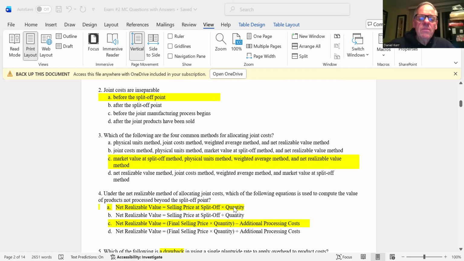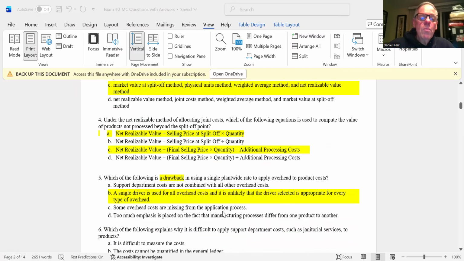Number 4, this one actually, I accepted 2 answers for this. Under the net realizable method of allocating joint costs, which of the following equations is used to determine the value of the products not processed beyond split off? So the most correct answer was C, but Cato helped me understand that if there were no additional processing costs, then A and C would be the same. So A would give you the same answer as C if there are no additional processing costs. So Cato, in your honor, I accepted both A and C.